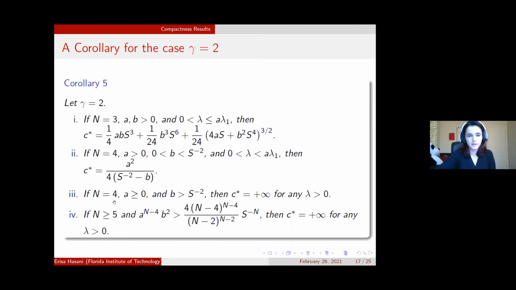Now for n equals 4 again, with A positive or 0, but instead of B being less than that number, we have B bigger than that number, then C star, this notation means that the PSC condition will hold for all C. Finally, for the case where n is bigger or equal than 5, and this relation holds, then again C star will be all positive numbers.